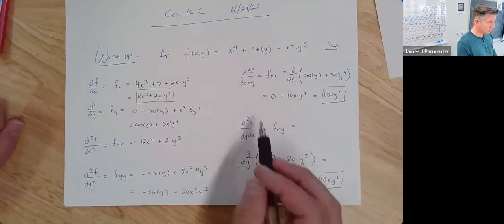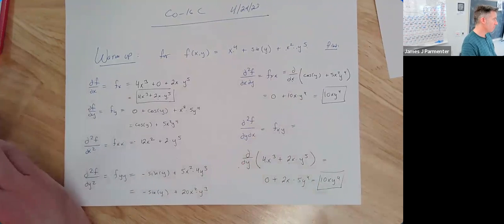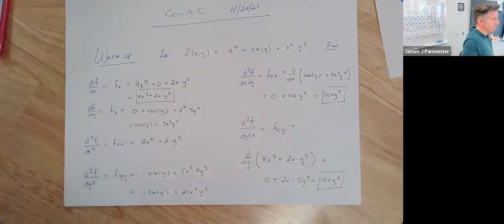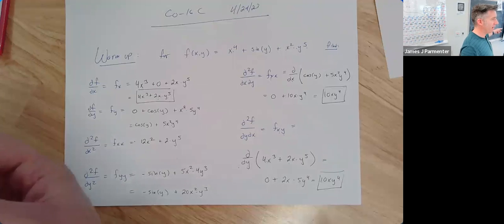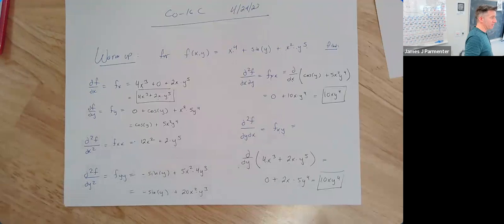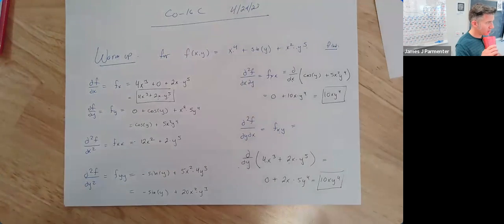So your mixed partials should equal each other in this class always. I would say other things, but really that's the truth. In this class, you're never going to see a function where they're not equal to each other. Which is nice because later on, when we have to find either fxy or fyx, it doesn't matter which one you find because they're going to be the same. Questions?